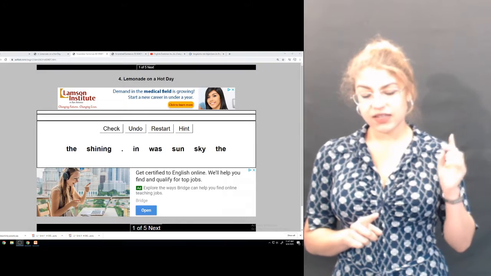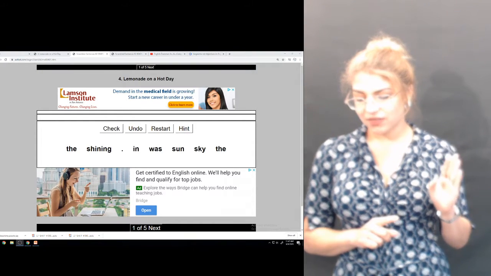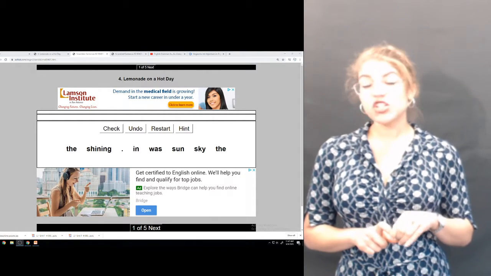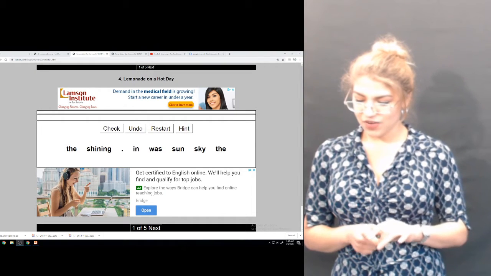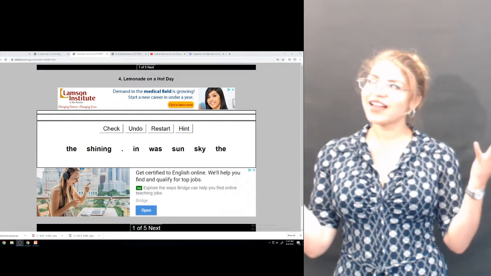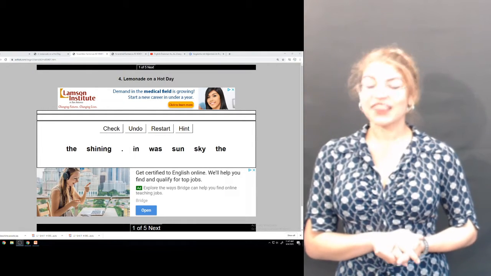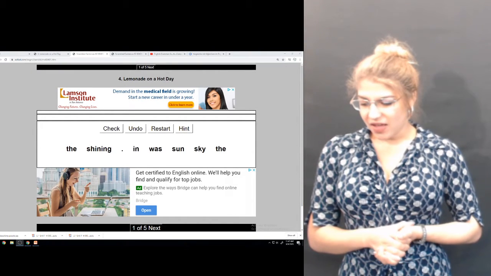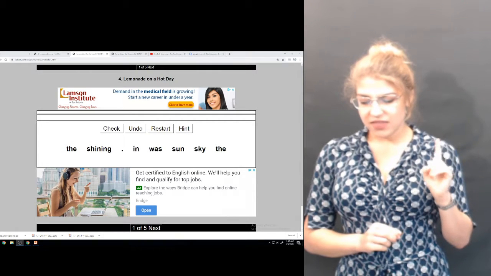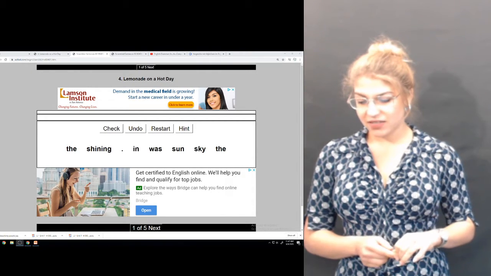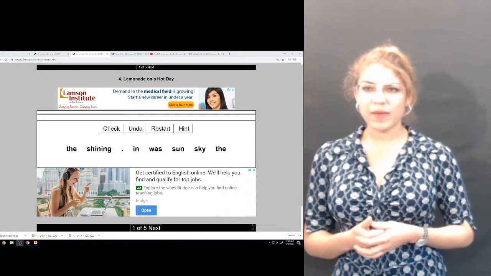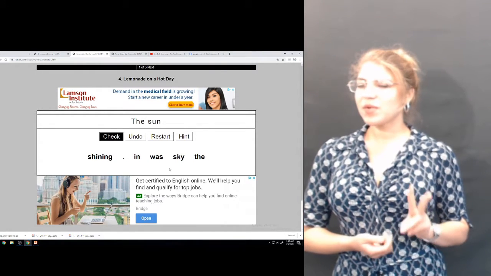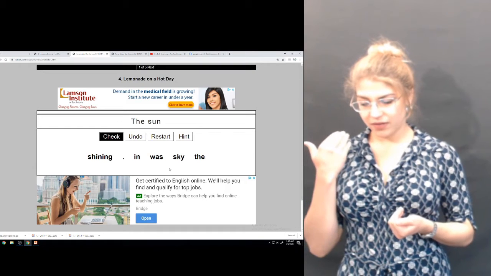Shining is when you have a lot of light, especially the sun. A lot of light going out brilliantly. Maybe the sun should be the subject, because what are we talking about? The sun. The verb in this case, we have two. We have the word was, estaba.